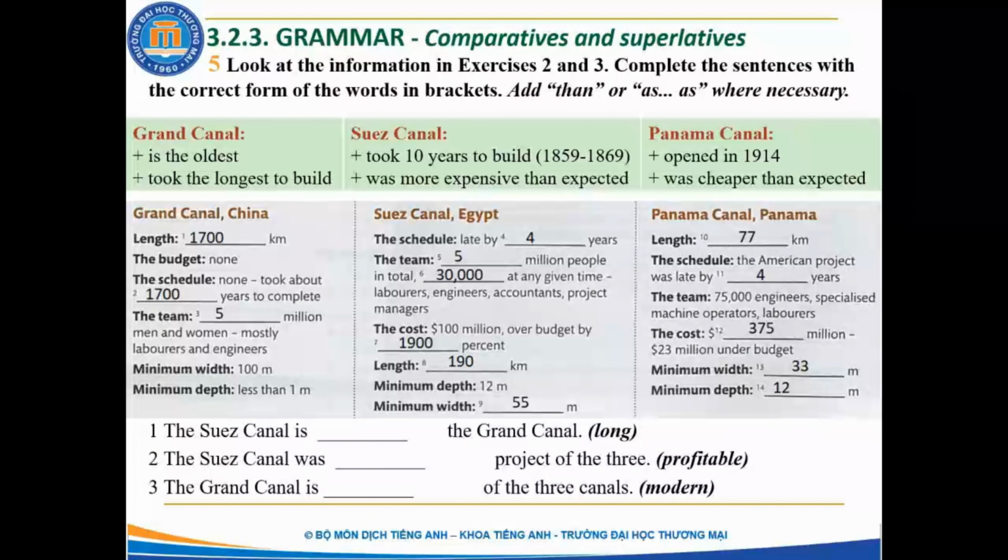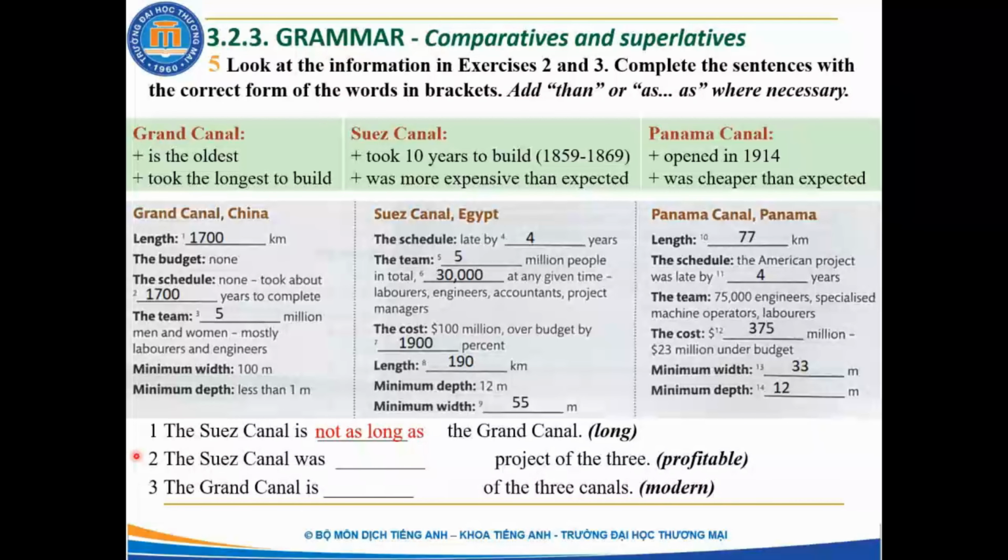Chúng ta sẽ cùng làm với nhau câu số 1. Như vậy ở câu số 1 này thì mình sẽ phải so sánh chiều dài của Suez Canal và Grand Canal. Vậy chiều dài của Suez Canal là 190 km và chiều dài của Grand Canal là 1.700 km. Như vậy, the Suez Canal is not as long as the Grand Canal. Alright. Các bạn sẽ làm tiếp câu số 2 và câu số 3.